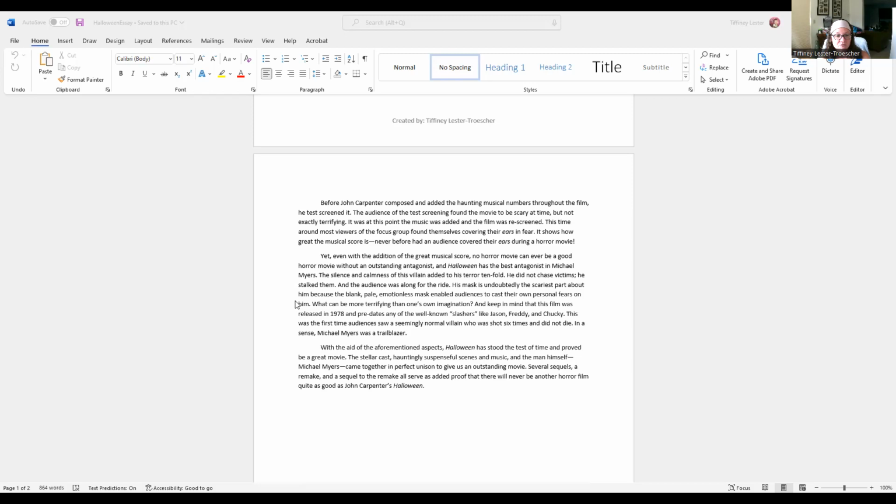And keep in mind that this film was released in 1978 and predates any of the well-known slashers like Jason, Freddy, and Chucky. This was the first time audiences saw a seemingly normal villain who was shot 6 times and did not die. In a sense, Michael Myers was a trailblazer. With the aid of the aforementioned aspects, Halloween has stood the test of time and proved to be a great movie. The stellar cast, hauntingly suspenseful scenes and music, and the man himself, Michael Myers, came together in perfect unison to give us an outstanding movie. Several sequels, a remake, and a sequel to the remake all serve as added proof that there will never be another horror film quite as good as John Carpenter's Halloween.